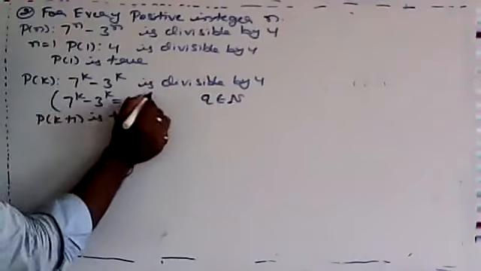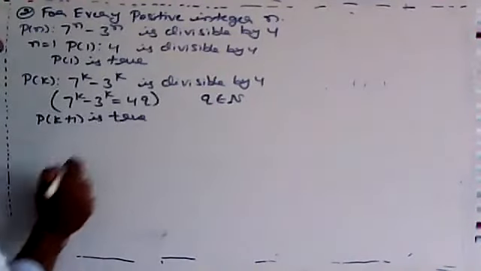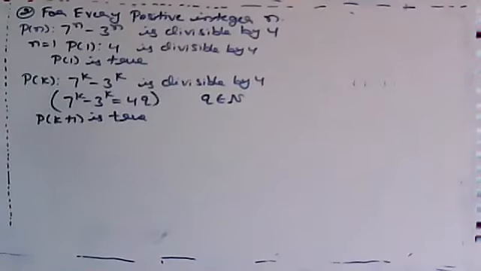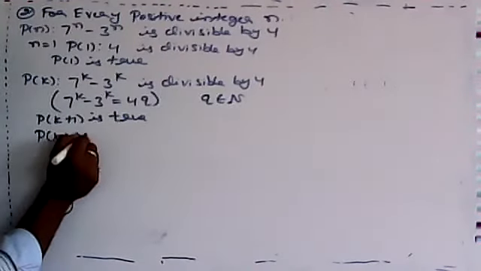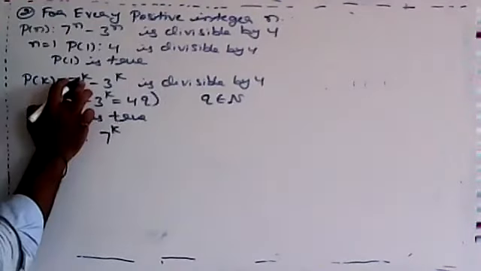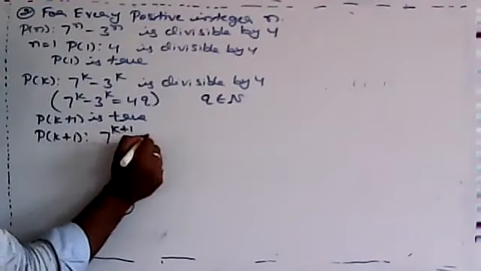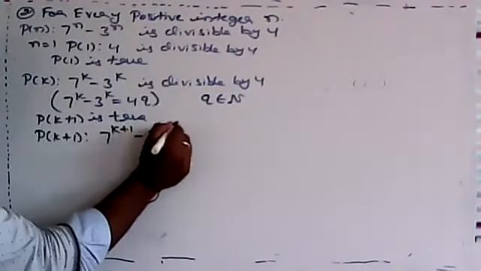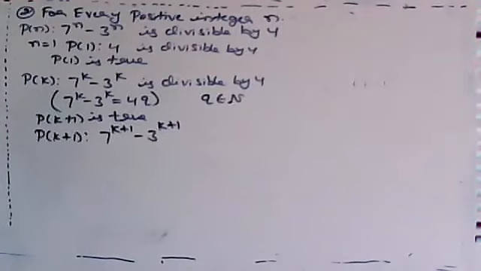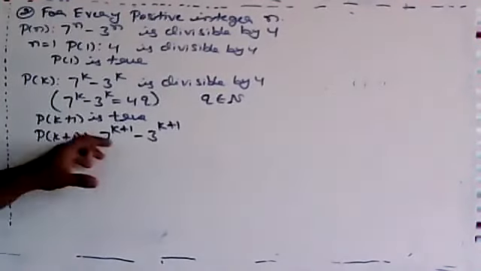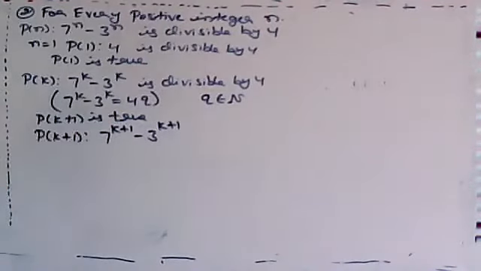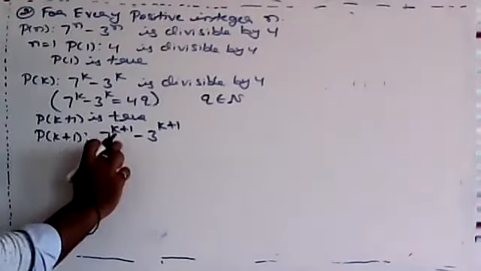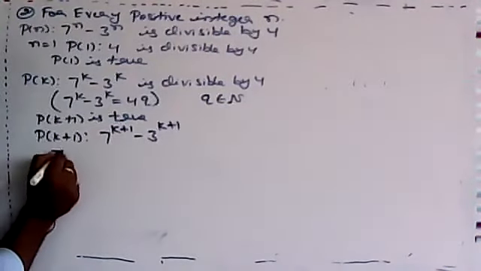You have to remember this condition, 4q. P of k plus 1 is true whenever P of k is true. So can anyone tell me what the P of k plus 1 term is? It is 7 to the power of k plus 1 minus 3 to the power of k plus 1. Correct? Okay, good. Now we have to prove that P of k plus 1 is also divisible by 4.